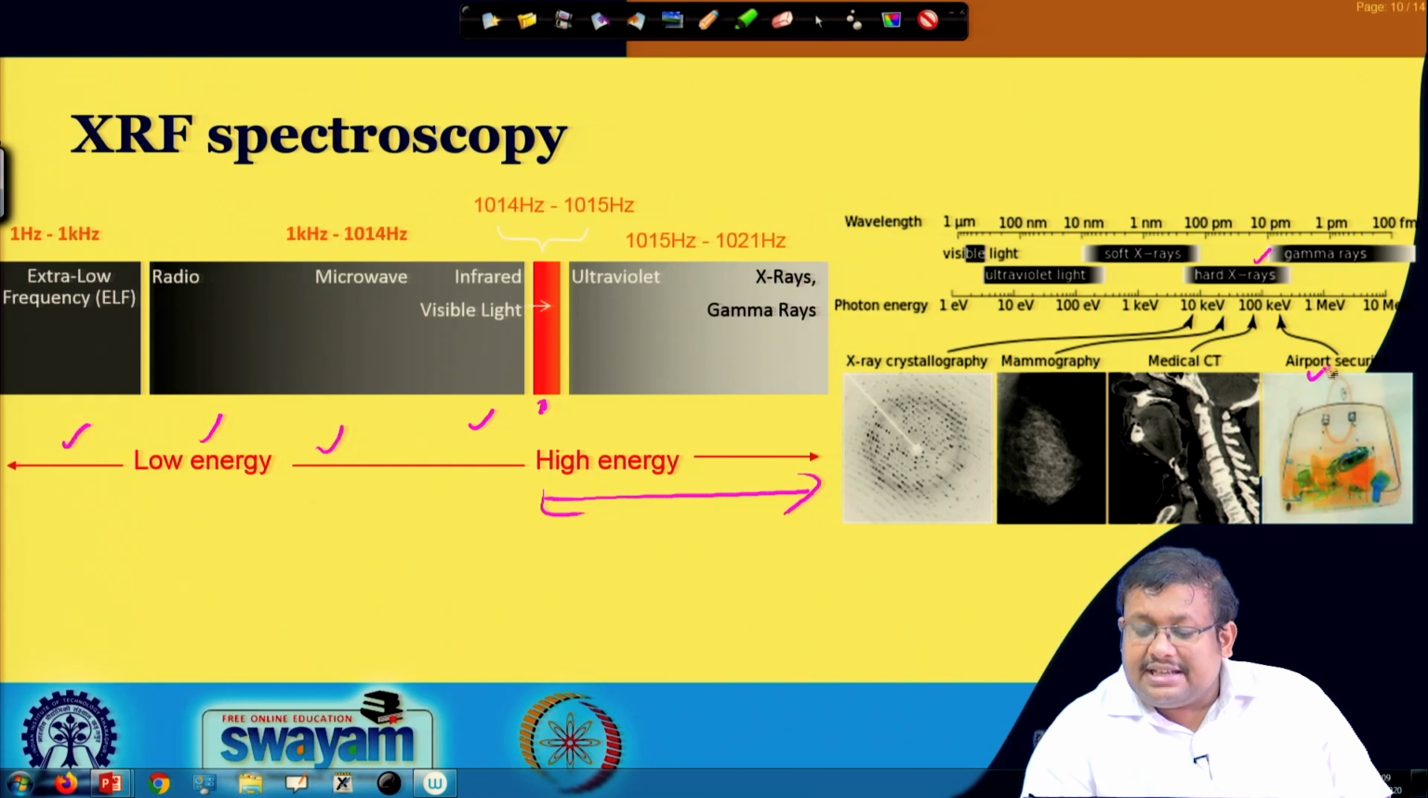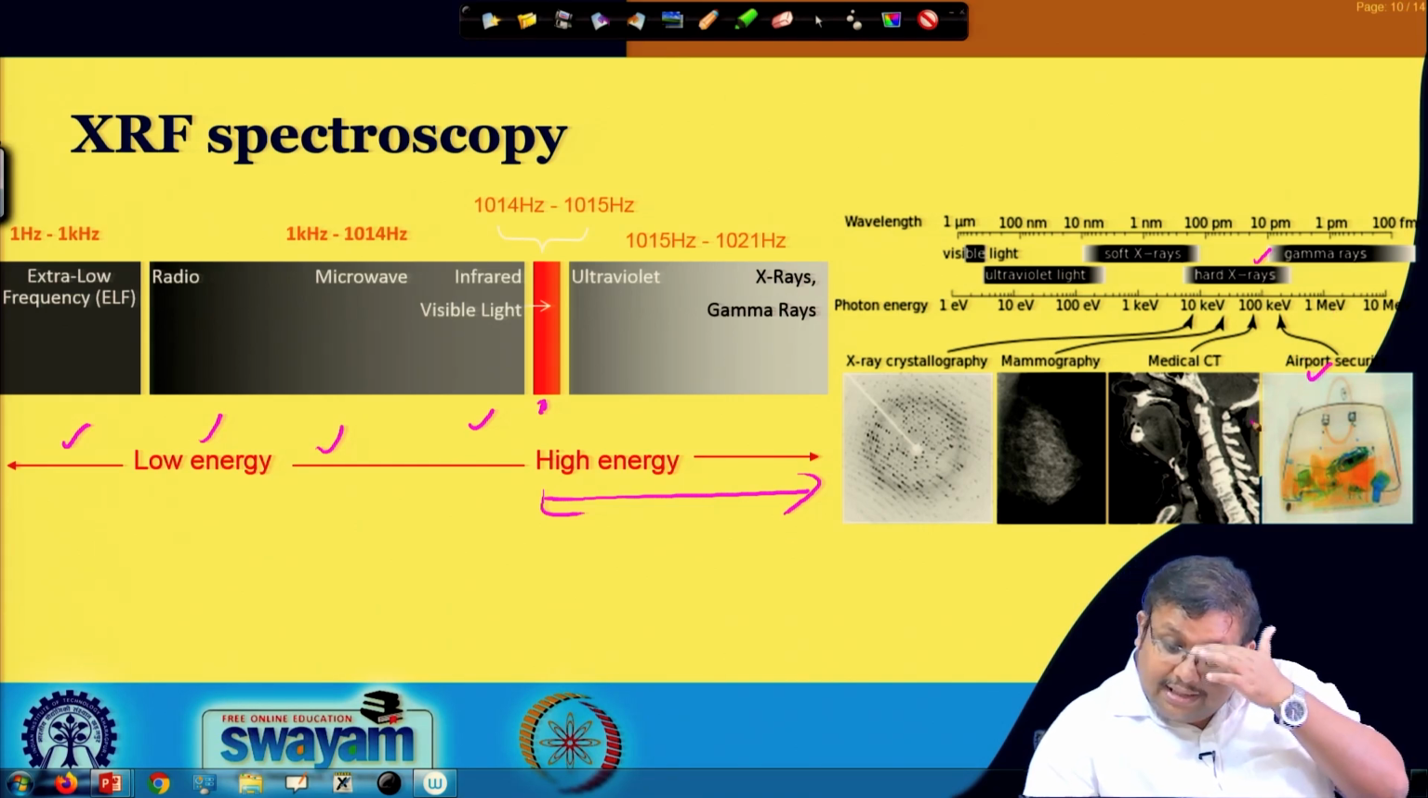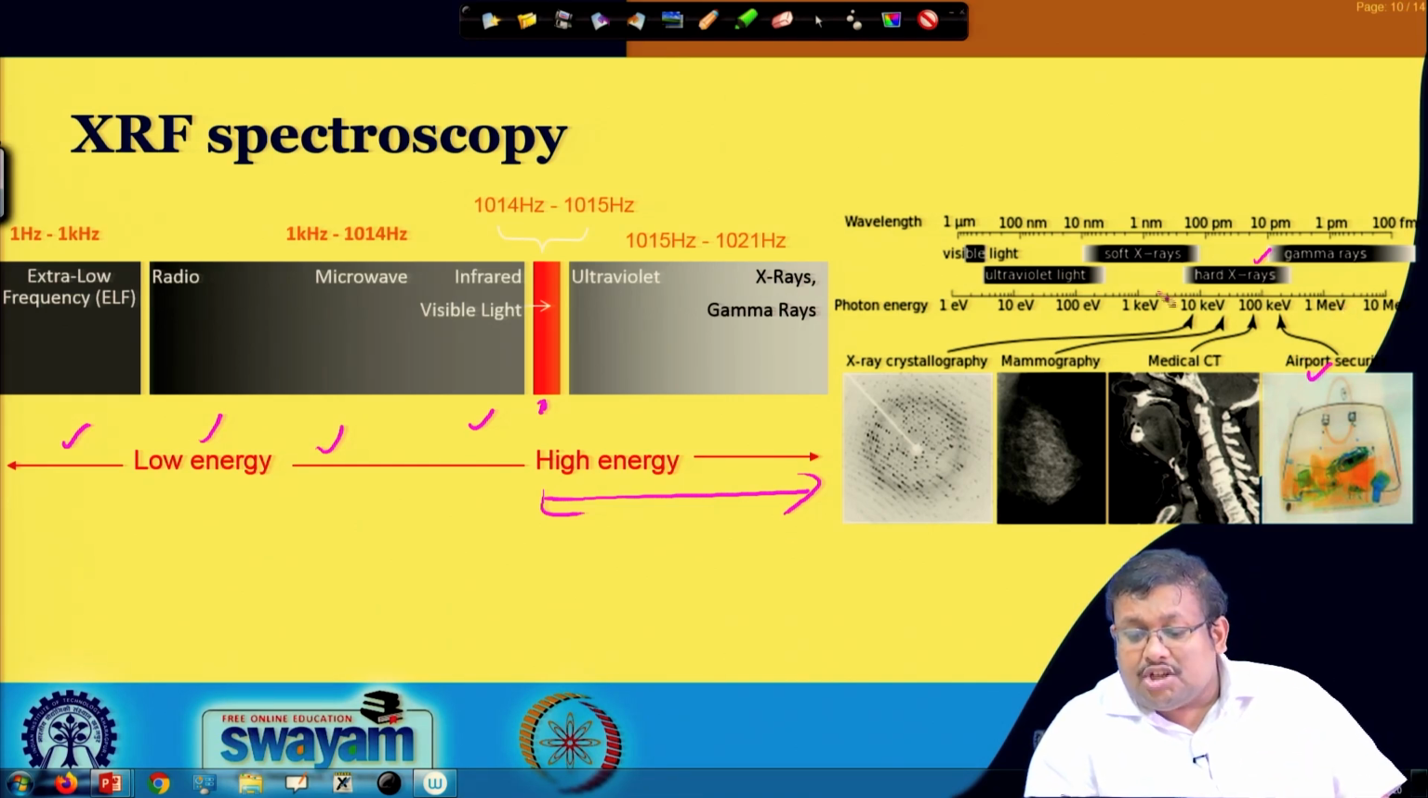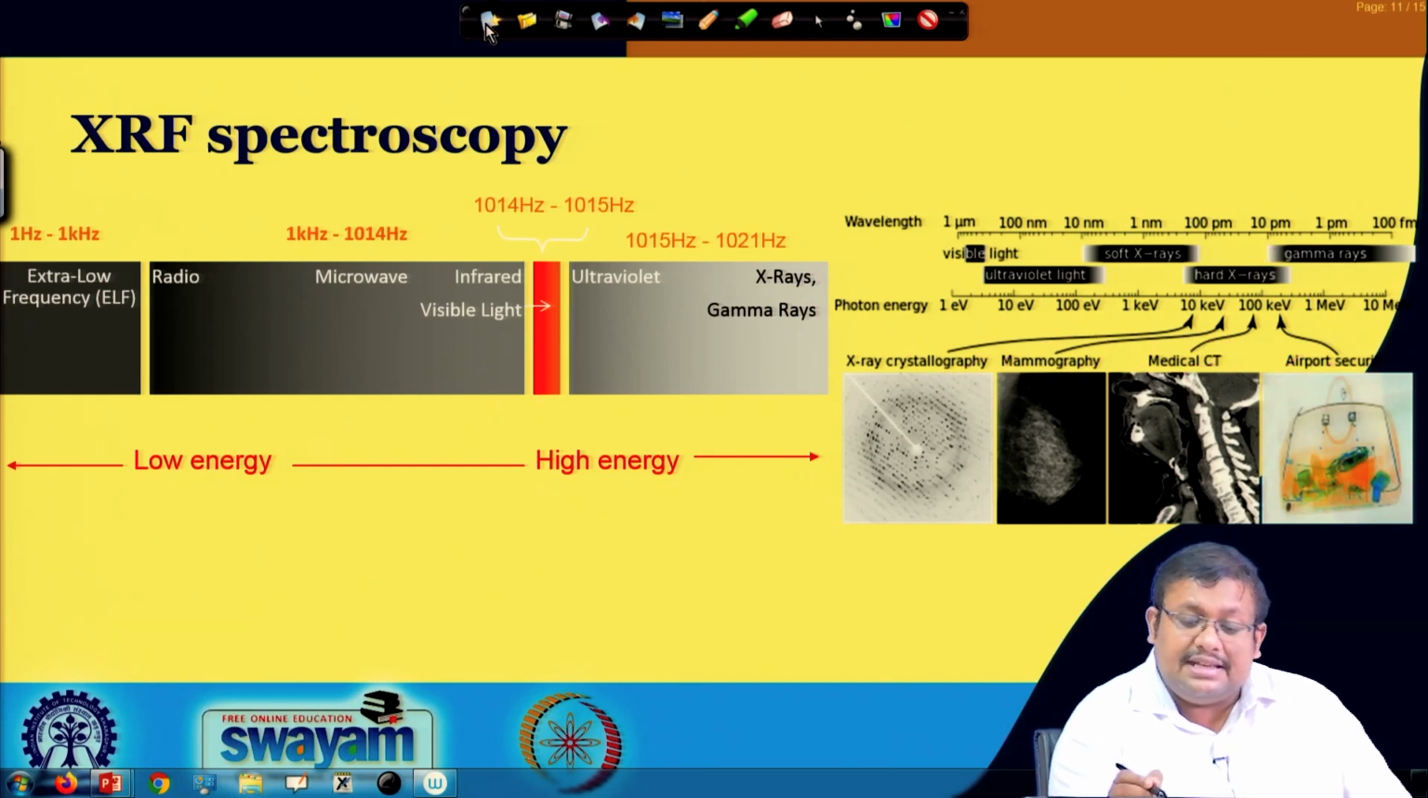So, airport security scanners use the hard X-rays, which have higher energy, and the soft, relatively low energy X-rays are used for medical computerized tomography, mammography, and X-ray crystallography. So, hard X-rays are basically used for airport security, whereas X-rays showing lower hardness are used for medical computerized tomography, mammography and X-ray crystallography, as you can see in this picture.